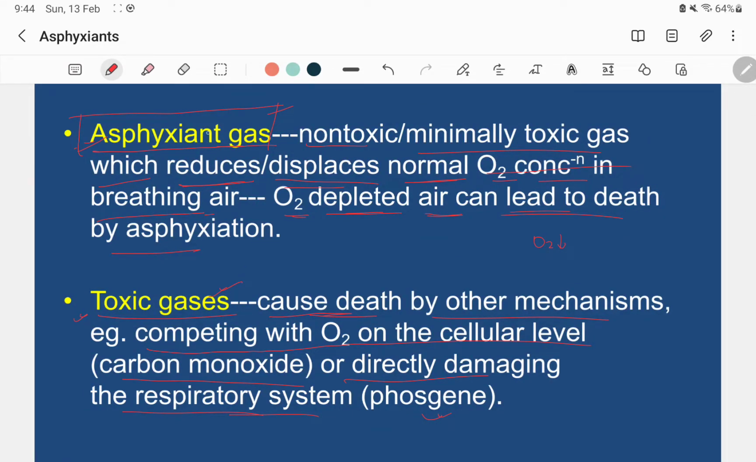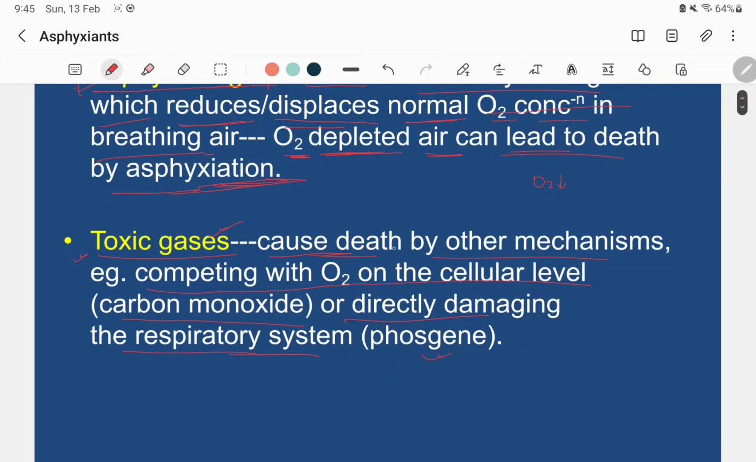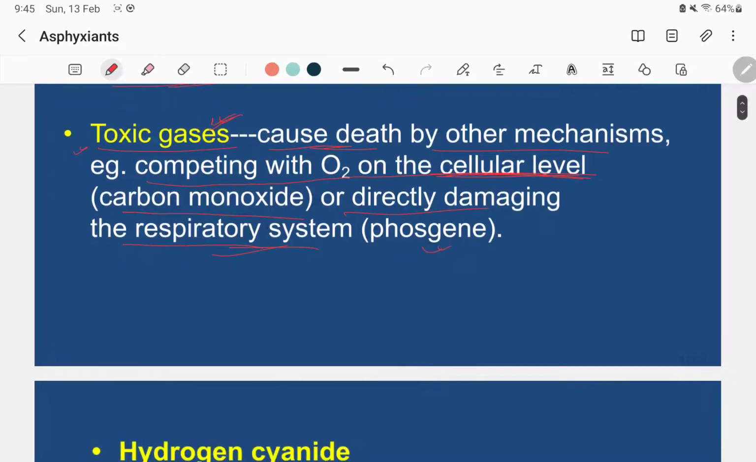Asphyxiants reduce the quality of the air we are breathing in, so the oxygen is in very small, depleted amounts, and it will cause death by asphyxiation. But toxic gas will damage the cellular level mechanism, or destroy the respiratory system. Examples are carbon monoxide and phosgene gas.